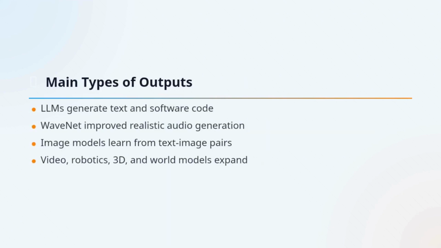Generative AI is not just about chatbots. Large language models work with tokenized text and can also generate software code. In audio, systems like WaveNet and Tacotron 2 improved realistic speech generation. There are also image models trained on text-image pairs, plus emerging uses in video, robotics, 3D modeling, and world models that learn about physical environments. Now we have covered the major output types and where they are applied.